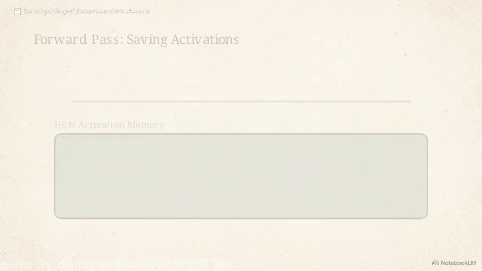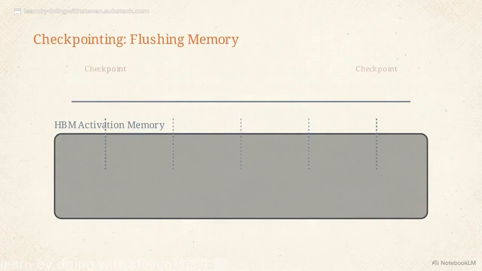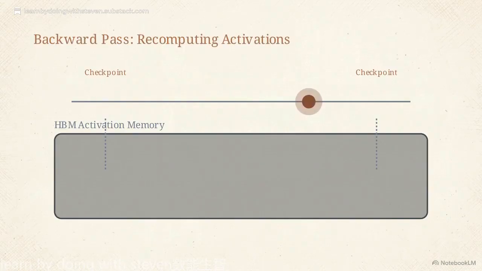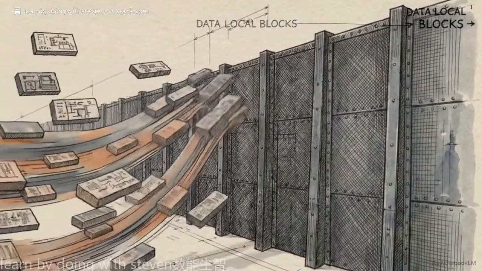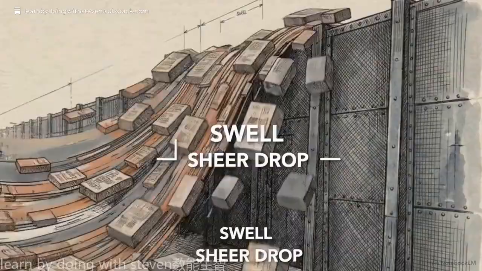The second pressure valve is activation checkpointing. Normally, the forward pass saves every layer's activation for calculating gradients. Checkpointing intentionally drops most intermediate activations, flushing them to keep memory empty. During the backward pass, the system simply recomputes missing activations from the nearest saved checkpoint. Training a large language model at scale requires engineers to juggle bytes, cheating physical memory walls while fighting to keep arithmetic intensity high.